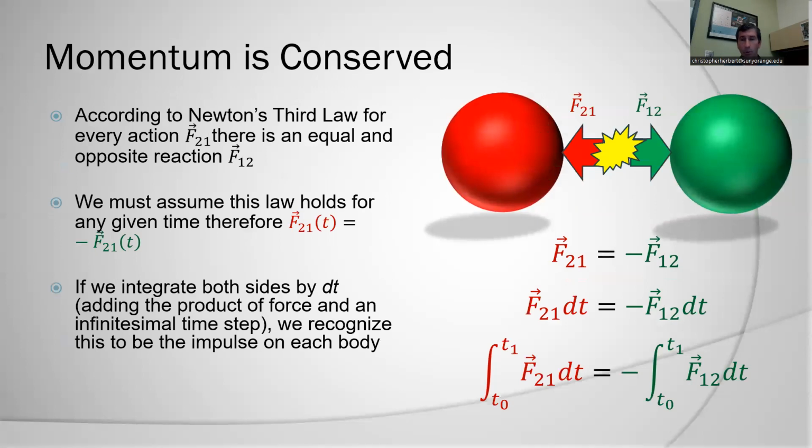So by Newton's third law, for every action there's an equal and opposite reaction. The force on one due to two is going to be equal and opposite to the force on two due to one. Basically, the impulse that one experiences is going to be equal, but in the opposite direction, of what two experiences. And therefore, we can write those two expressions this way.